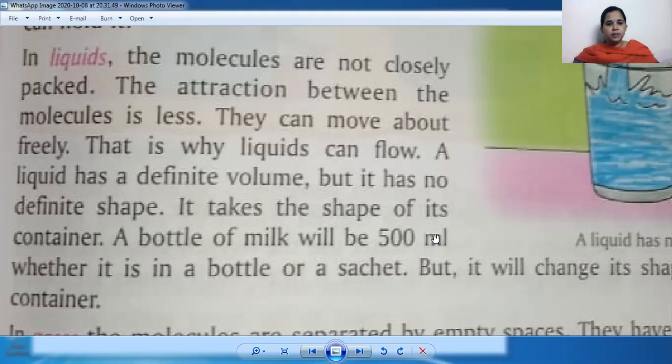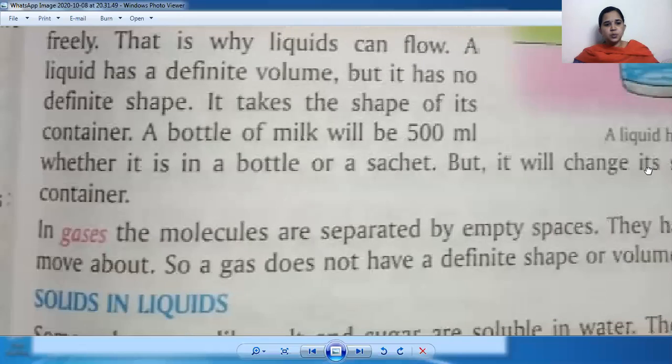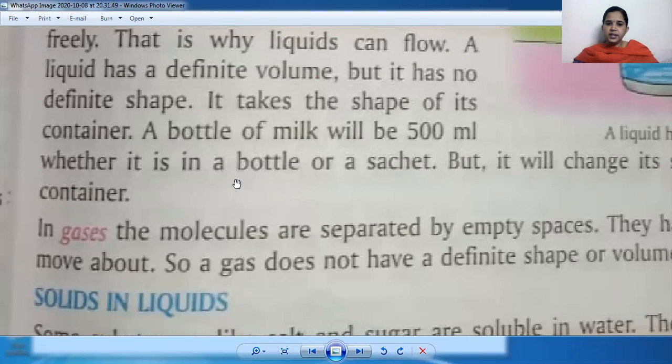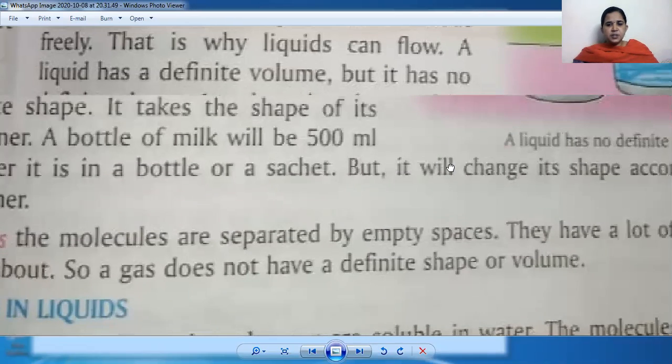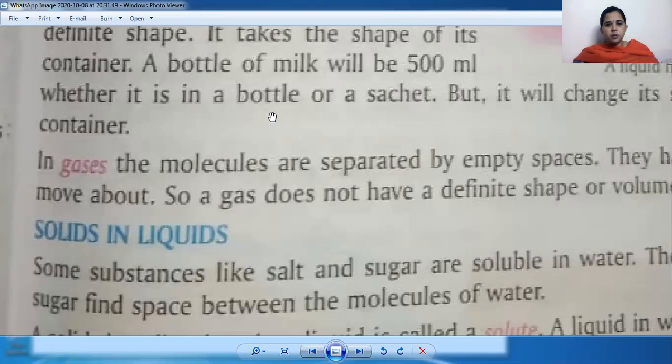A bottle of milk will be 500 ml whether it is in a bottle or a sachet, but it will change its shape according to the container. So whether it is in a bottle or a sachet, if you take 500 ml of milk, the weight will be the same in a packet or in a bottle. But when you pour it into a different container, it takes the shape of the container. That's it. But the volume doesn't change.